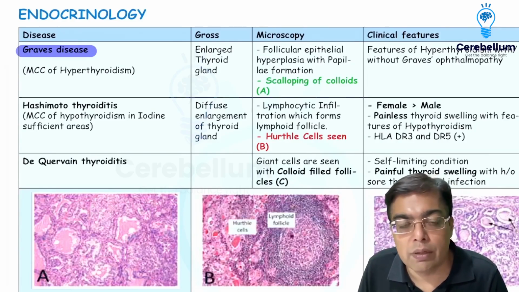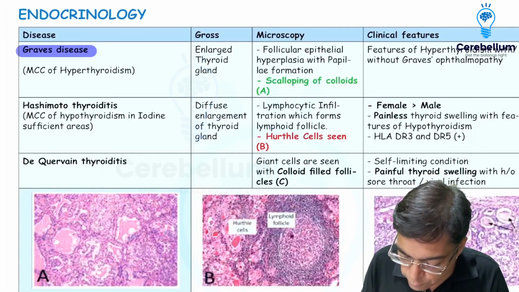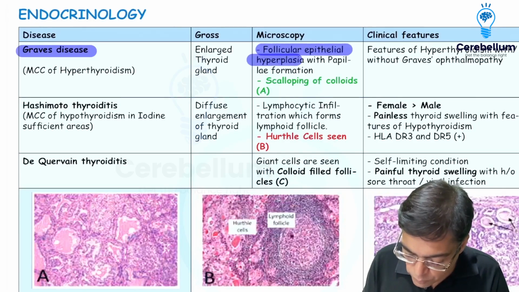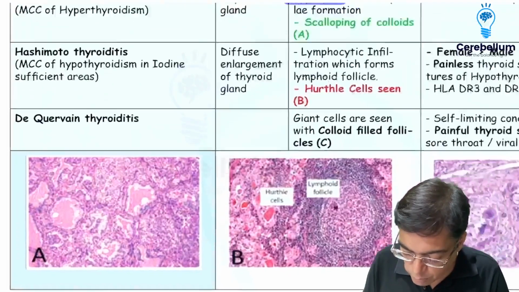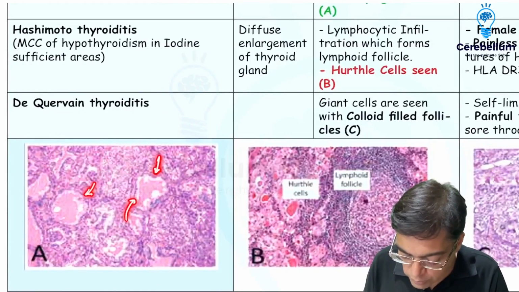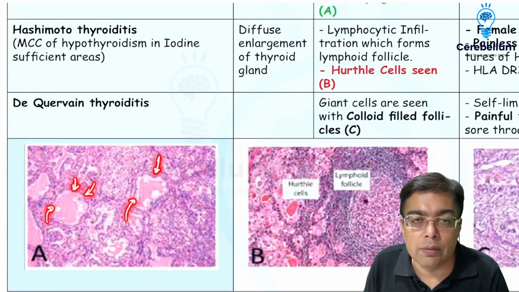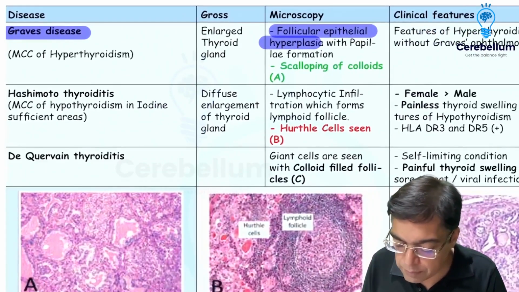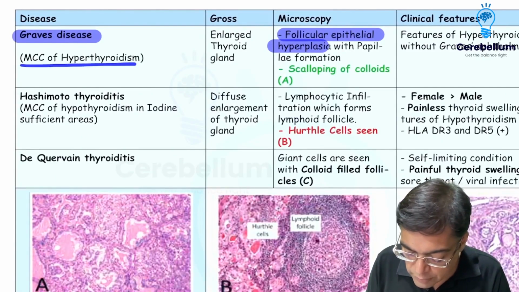At a microscopic level, you are going to be having the presence of increased number of cells over here. So there is going to be presence of a follicular epithelial hyperplasia. And this is going to be quite commonly associated with the presence of papillary formation. You would also be having an important finding wherein you can make out the presence of those empty looking areas on the inner side of thyroid follicles associated with the term scalloping of the colloid. So scalloping of the colloid, presence of follicular epithelial hyperplasia and papillary formation, that is what is going to be associated with the patients who are going to be having Graves' disease.